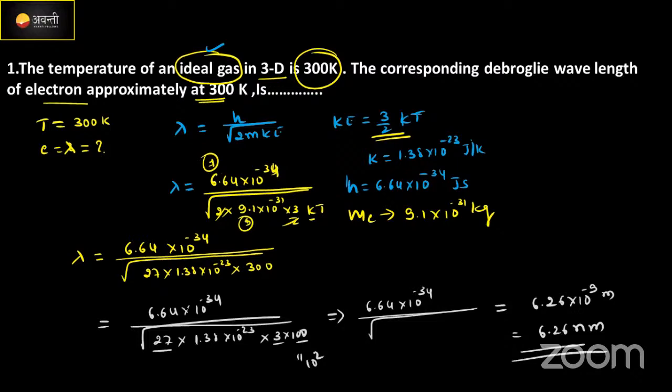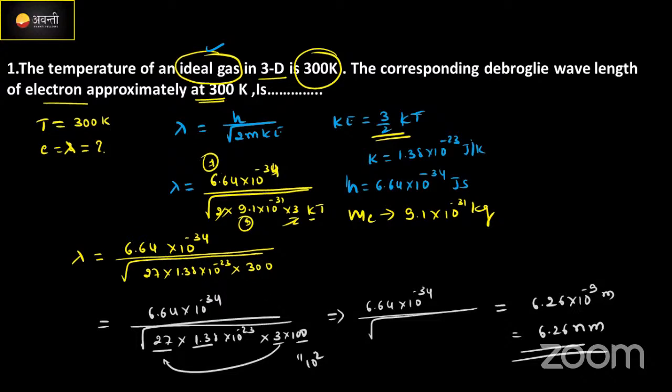Check once, no problem. Multiply 27 into 3, and here it will become 21. Okay, while multiplying these, 27 into 3 into 1.38, multiply these three. Here it is 21, try to convert it to decimal point form. While taking 20 outside, it will become 10 to the power of 10, minus 10. Okay, if it comes to the numerator, it is plus 10.